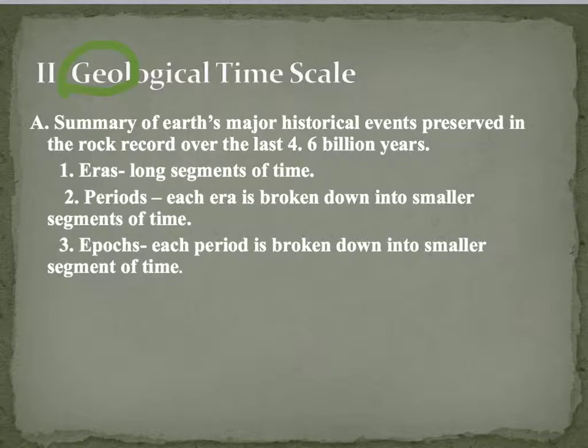So we divided Earth's timescale up into, well, first there's one before this, eons, and then eons are divided up into eras. Eras are extremely long segments of time. Each era is then divided up into a period, and each period is then divided up into an epoch. So the time frame gets smaller as you go down this line.